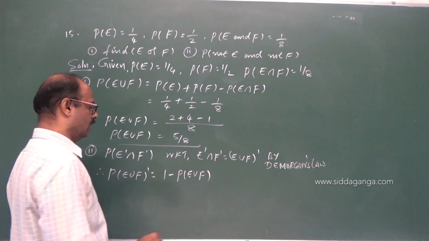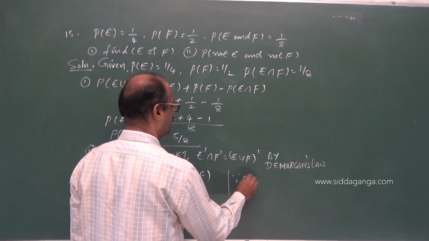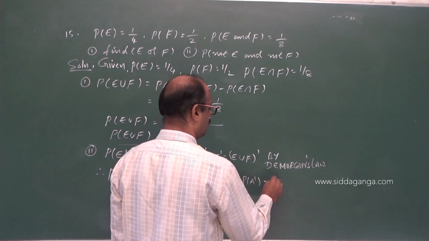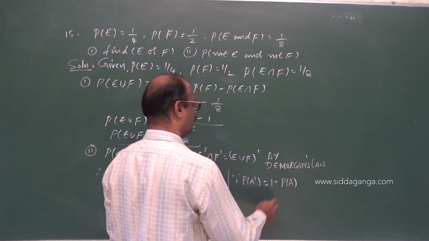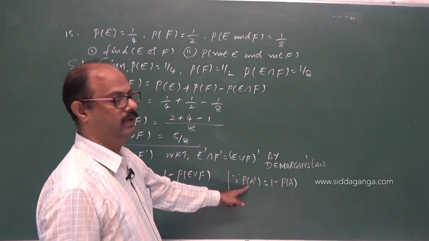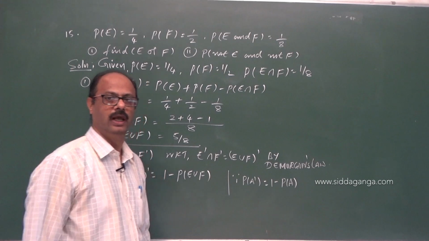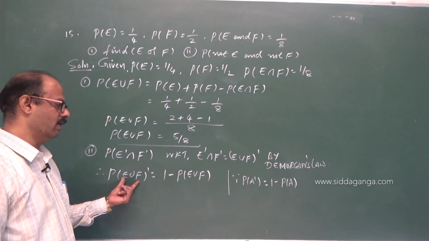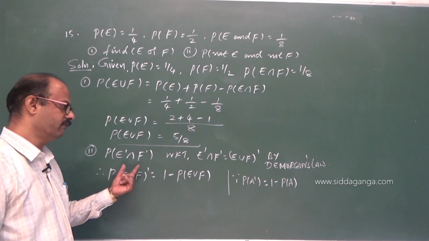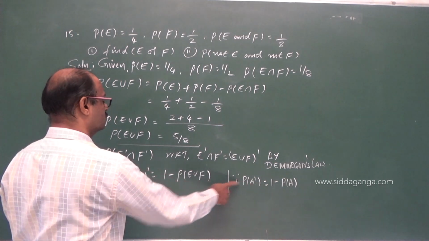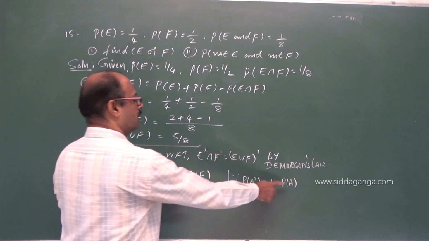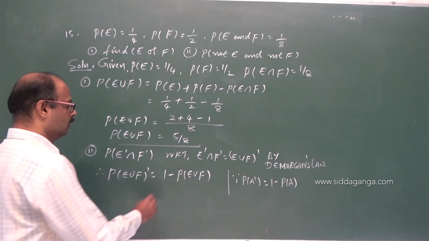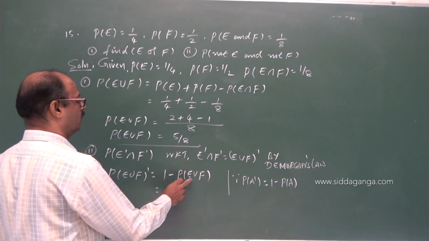How did this come? Because P of A dash, that is not A, the formula we saw just now, it is 1 minus P of A, meaning P of A plus P of A dash is equal to 1 is the formula. In place of A we take E union F, that is E union F dash is the same as A dash, which is equal to 1 minus A, the same as E union F. So this is equal to 1 minus P of E union F.